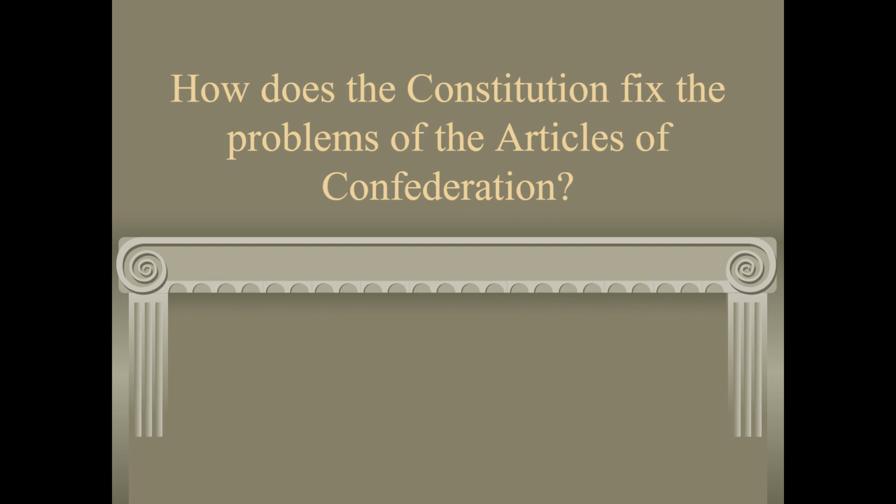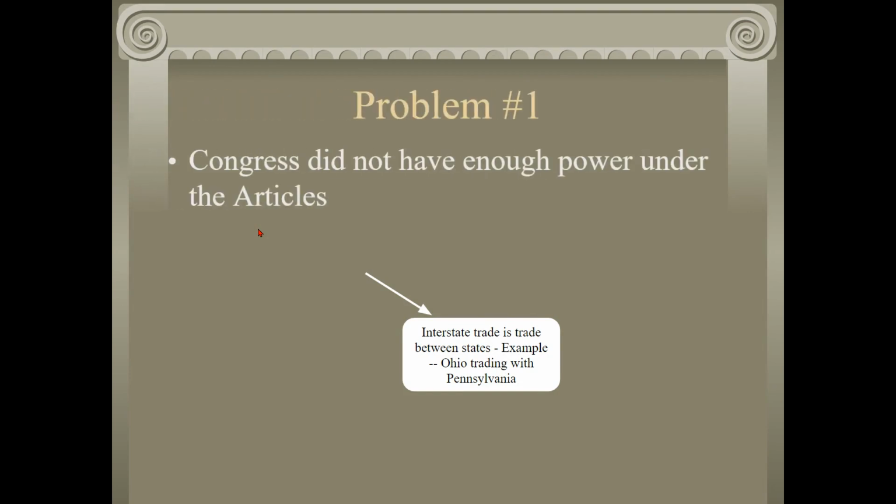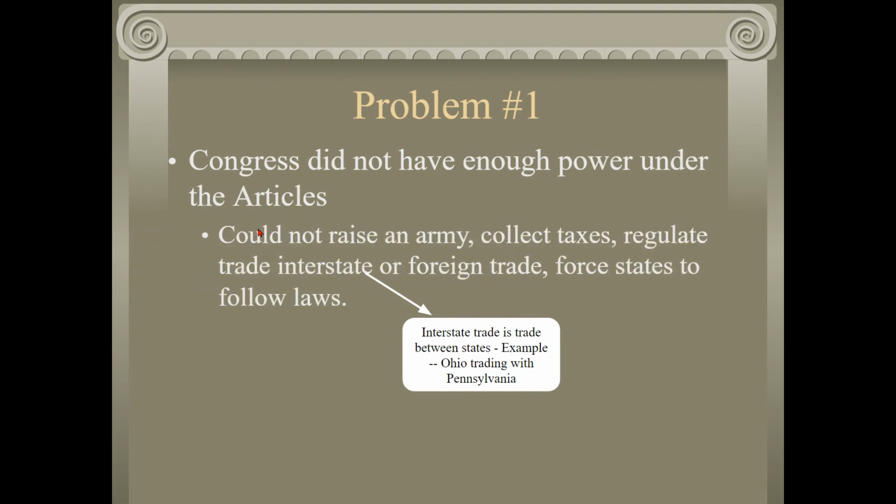So when we look at the first problem we had under the Articles of Confederation, that was the idea that Congress did not have enough power. We mentioned in the first slide that they didn't have the power to raise an army. They didn't have the power to collect taxes. They didn't have the power to regulate interstate trade, meaning trade between the states. Trade from, like, Ohio to Pennsylvania was not protected. They didn't have the power to regulate foreign trade, so they couldn't control trade between the United States and France, or force states to follow laws.